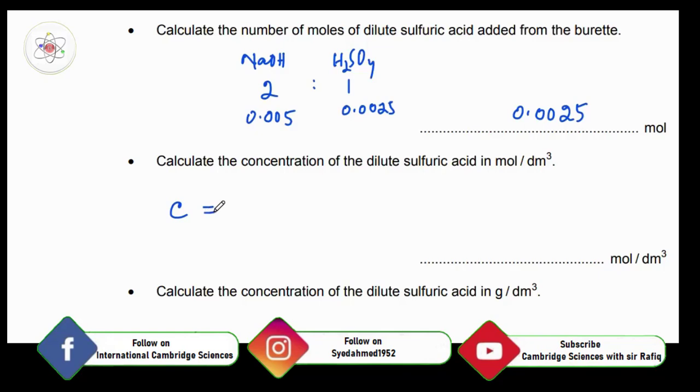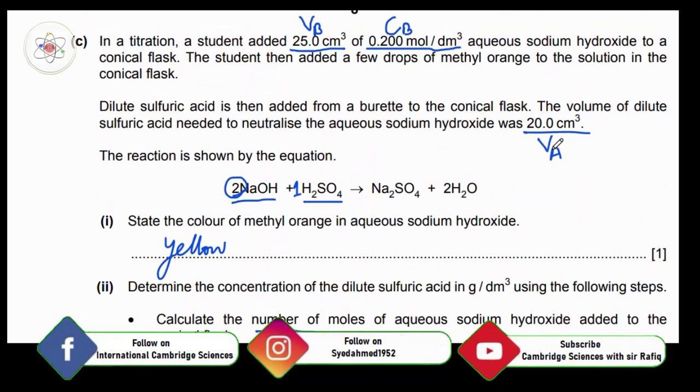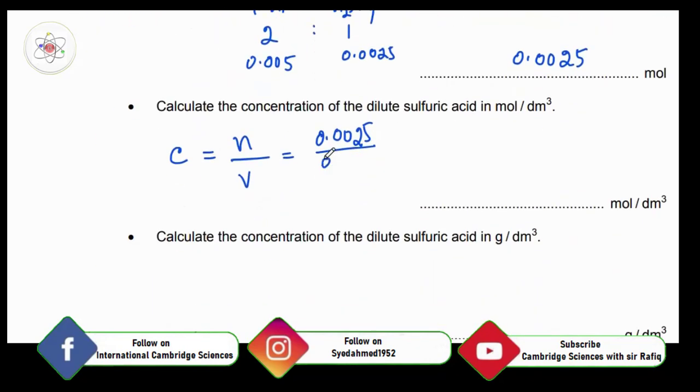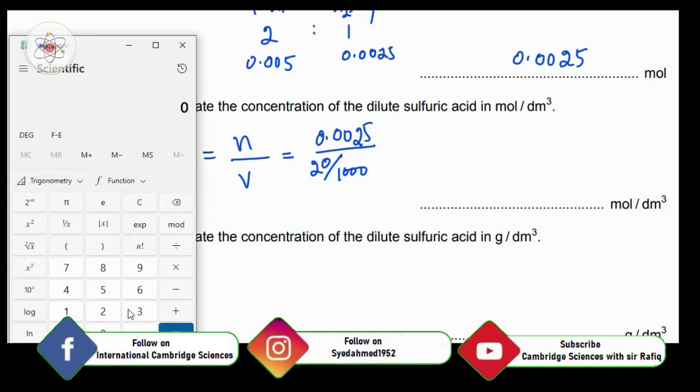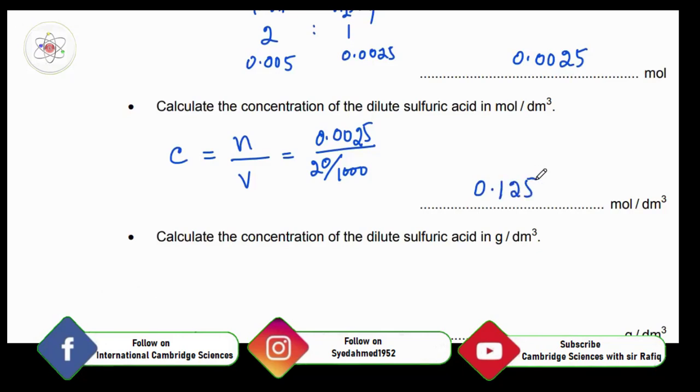Calculate the concentration of dilute sulfuric acid in mol/dm³, right? So concentration is the number of moles divided by the volume. The number of moles of sulfuric acid is 0.0025, and the volume utilized during the titration was 20 cm³, so divided by 1000. So when you calculate, 0.0025 multiplied by 1000 divided by 20, it is 0.125 mol/dm³.